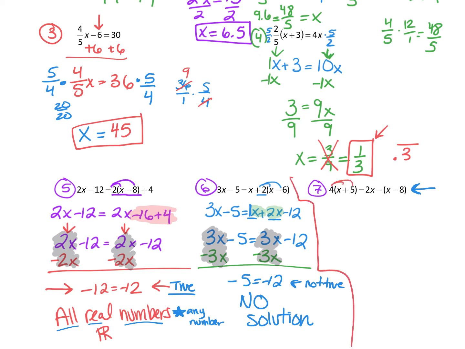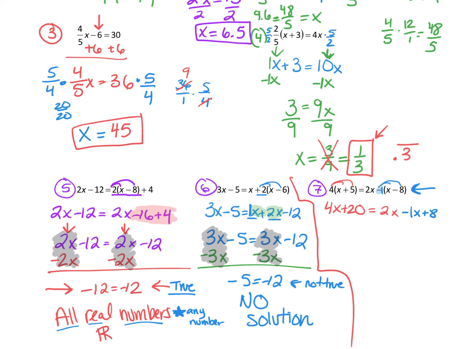All right, so first in number 7, we're going to do some distribution. Now this one's a little bit tricky because there's this negative right here. So what does that negative mean? That negative means that there's really a negative 1 in front of this parentheses that I need to distribute in. So then I'm going to end up with negative 1x, and then negative 1 times negative 8 is positive 8.